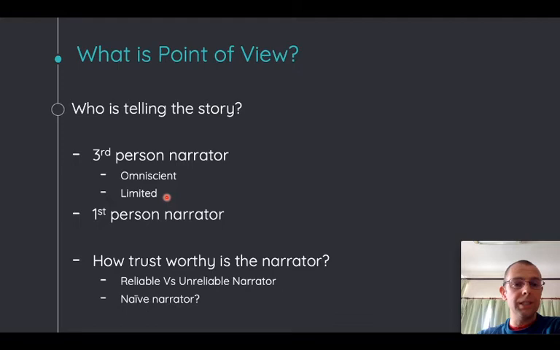Or it could be a limited narrator, which is where the narrator zooms in on one character or two or three characters, and we get to see the characters' internal thoughts and feelings. So it's very limited in that we have a limited number of characters the narrator focuses on. Or it could be a first-person narrator. This is where the narrator is telling their own story. I did this, I saw that, I felt this. That's the first-person narrator.